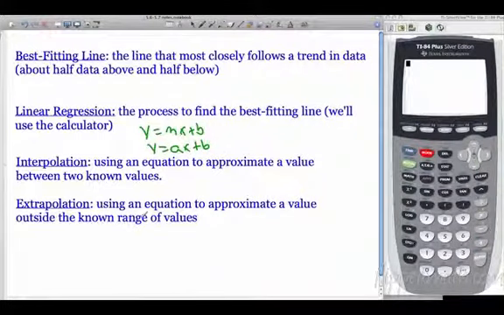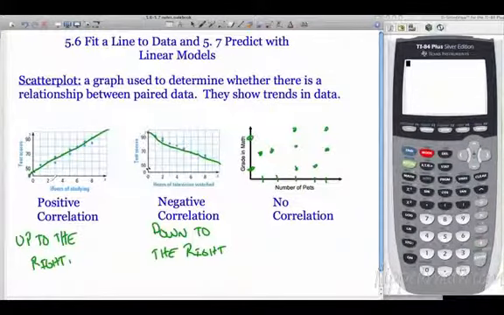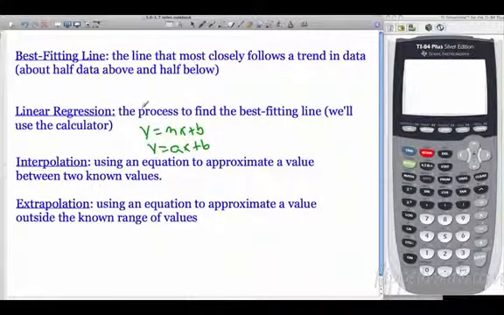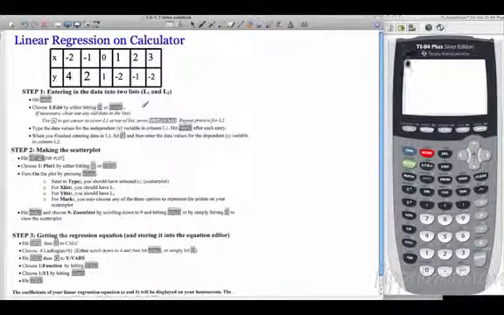Extrapolation is when we use the equation to approximate a value outside the known values. Alright, so if we go back again, we only go from 0 to, looks like 10. But what if I want to know for 20 hours of studying? I don't have that, do I? So since I don't have that, that would mean I have to extrapolate that. Alright, so that's some vocabulary. Now let's get into the fun part.